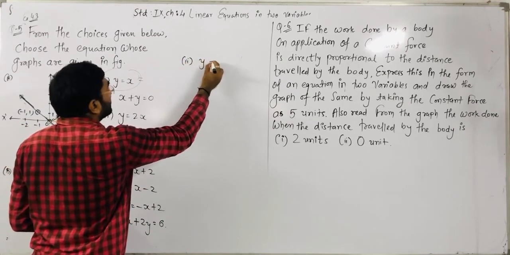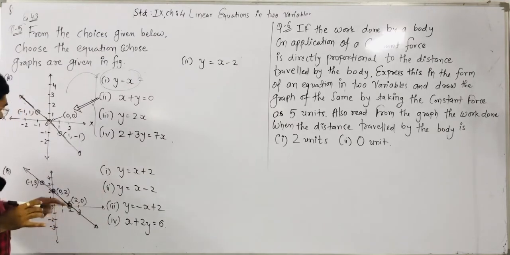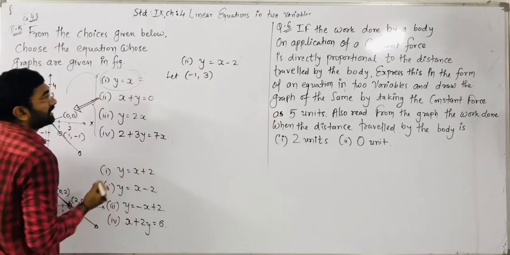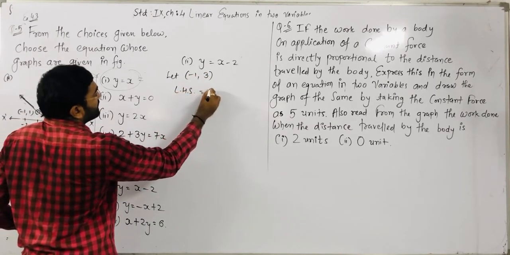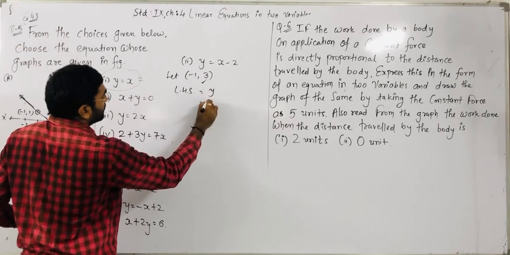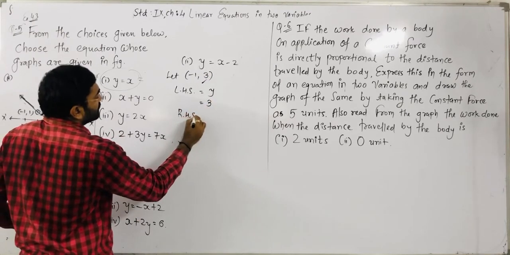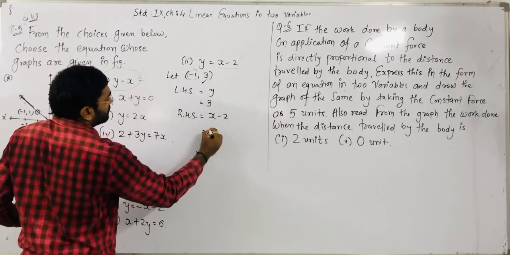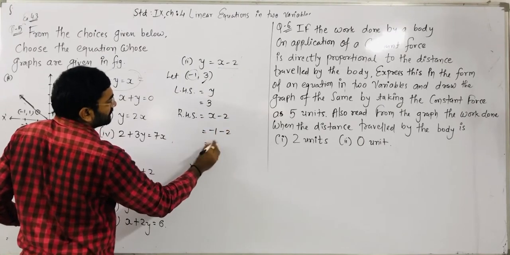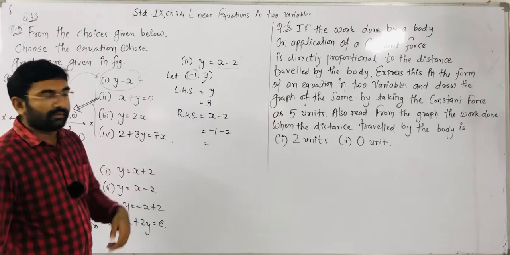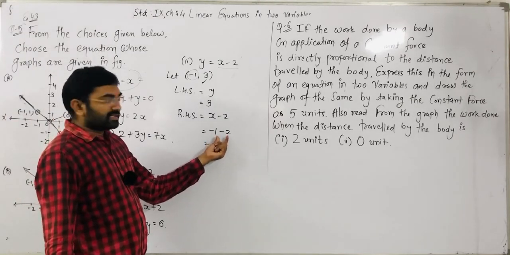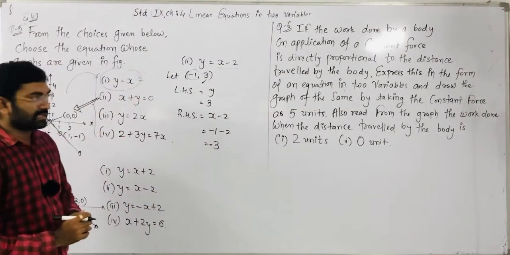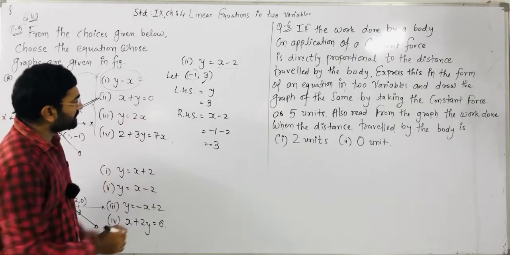For the second equation we take y is equal to x minus 2. Now we take the first point, minus 1, 3, which is given on the straight line. The left hand side is y, and the y value in that point is 3. The right hand side is x minus 2, and the x value in that point is minus 1, so minus 1 minus 2. Here we put the bigger number's sign: 1 plus 2 is 3, and the bigger number's sign is minus, so we get minus 3. Observe, left hand side we get 3, right hand side we get minus 3.